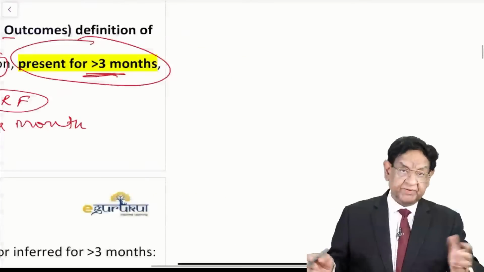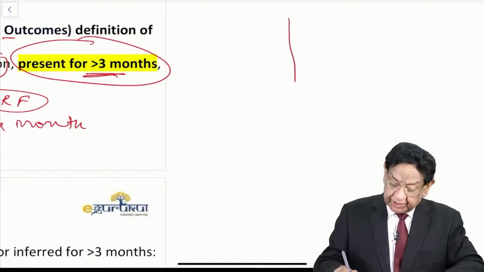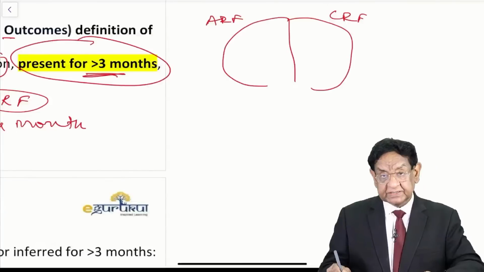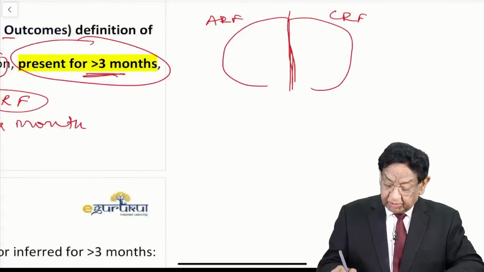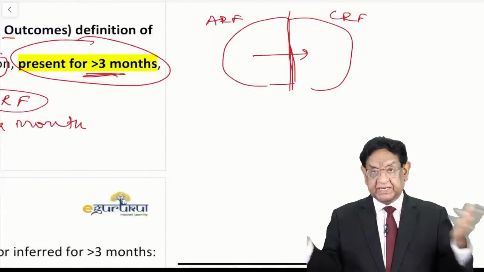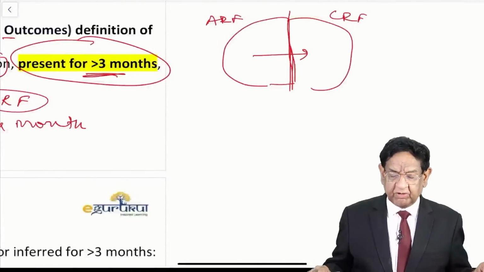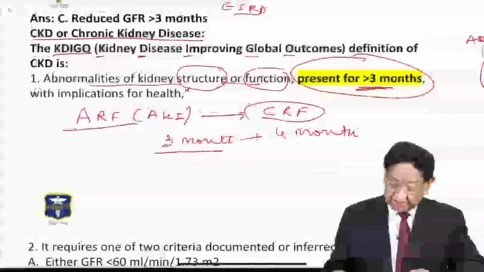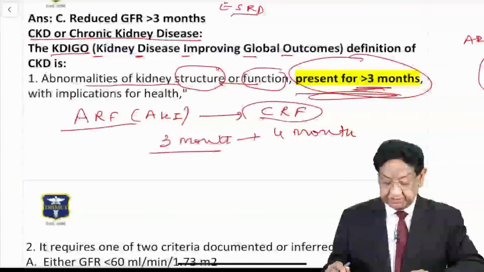So again, a simplification subject. These are two countries, country A, country B. The name of country A is acute renal failure. Name of country B is CRF. And the boundary line is 3 months. If this goes to that, 3 months later, the same thing is called as chronic renal failure. I hope you understood the single meaning. Only single keyword here is 3 months.